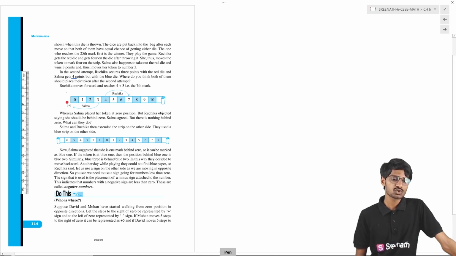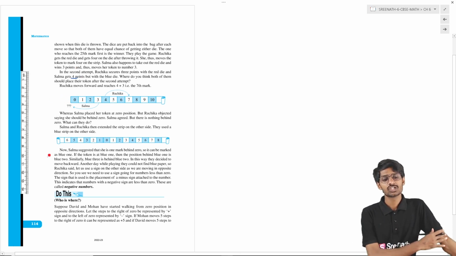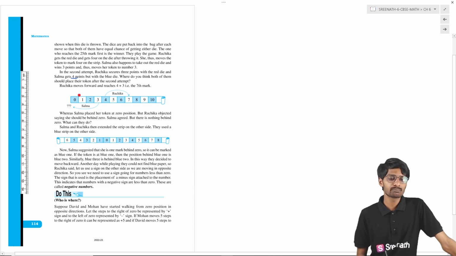here. So after that, they again changed the game, and they added a blue step to the left of the 0. So now she is at the first place of the blue step. Again the game is continued. So the first place is the blue one. Suppose you have to move 1 more step backward, then it becomes blue 2. 1 more step, blue 3, like that.